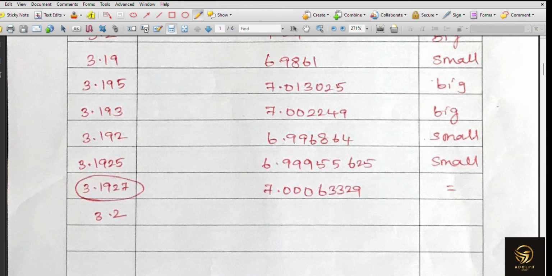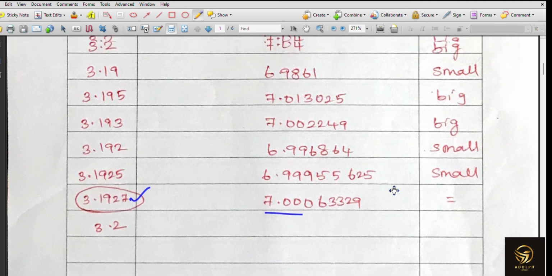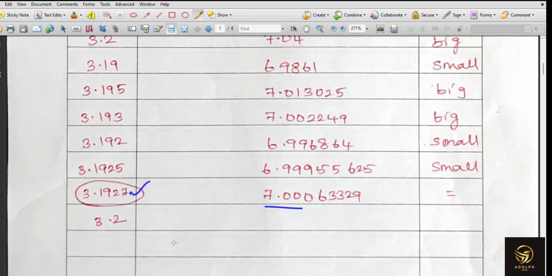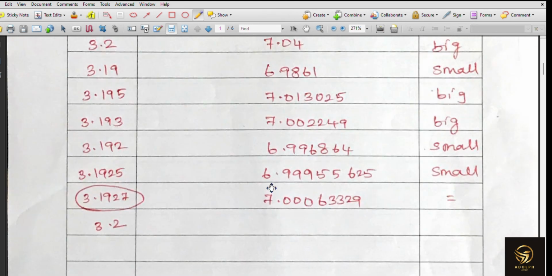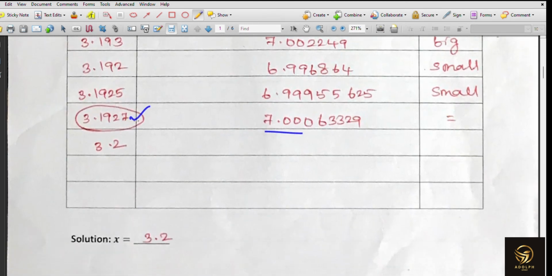7.0006332. It is almost equal. You may say that it is not exactly equal. Then how am I going to say this is the answer? But it is okay. We will not get the exact answer for these kinds of questions mostly. So we are going to check the closest answer. The very closest is 3.1927. If I substitute, I'm getting 7, which is the number that I have to find. They gave a condition here that the answer must be to one decimal place. So 3.1927, if I round to one decimal place, I get 3.2. So that's the answer I have written.